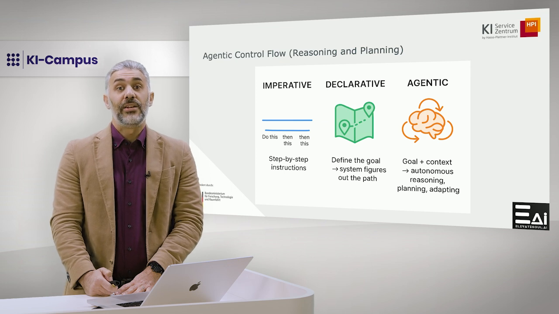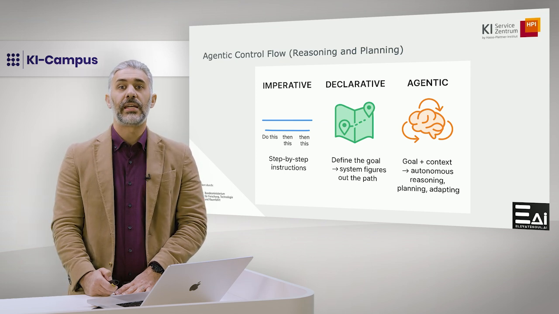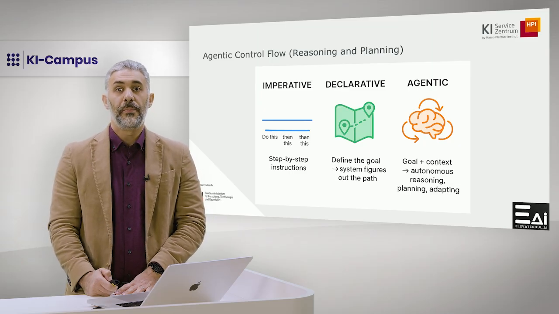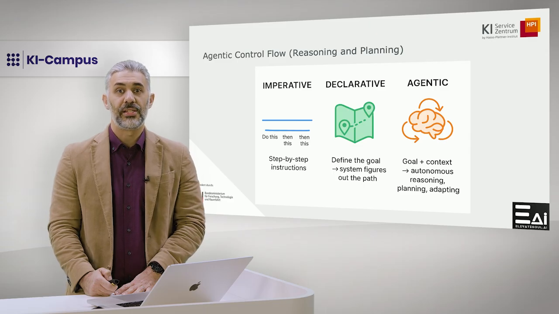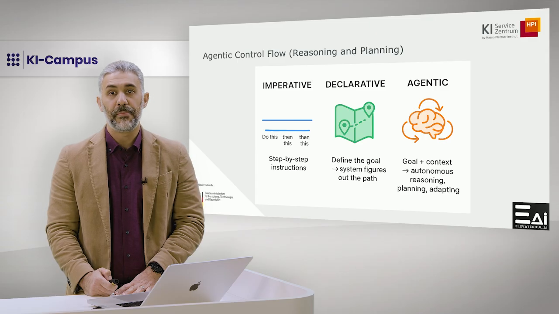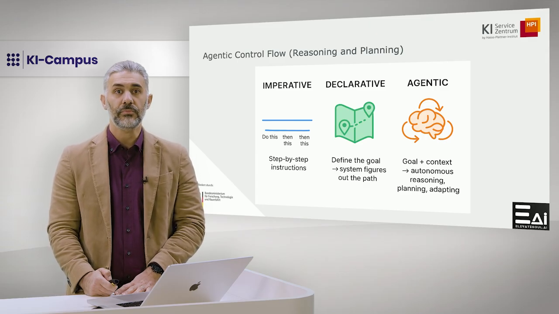To understand another pillar that makes agentic AI different, it helps to look at how control flow in software has evolved. We begin with the imperative model. In imperative systems, the computer is told exactly what to do, step by step. Traditional programming works this way.